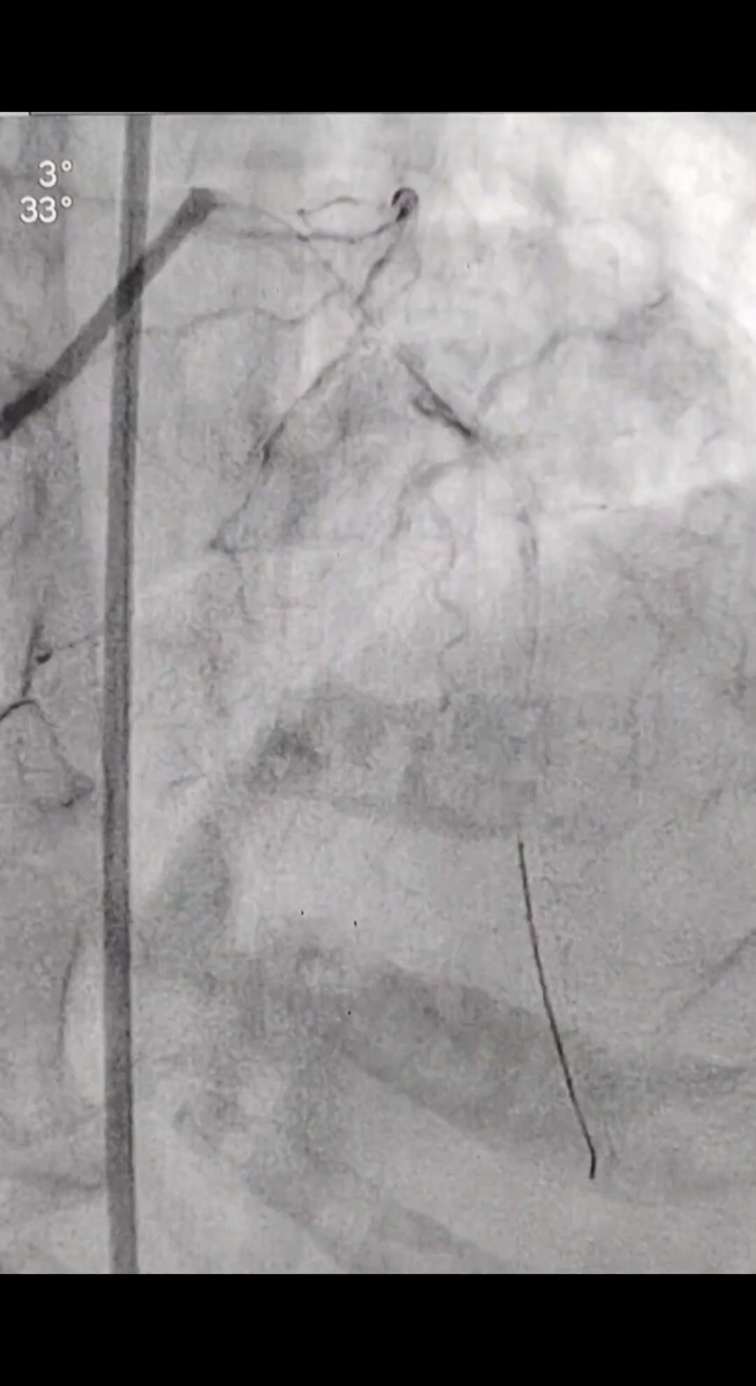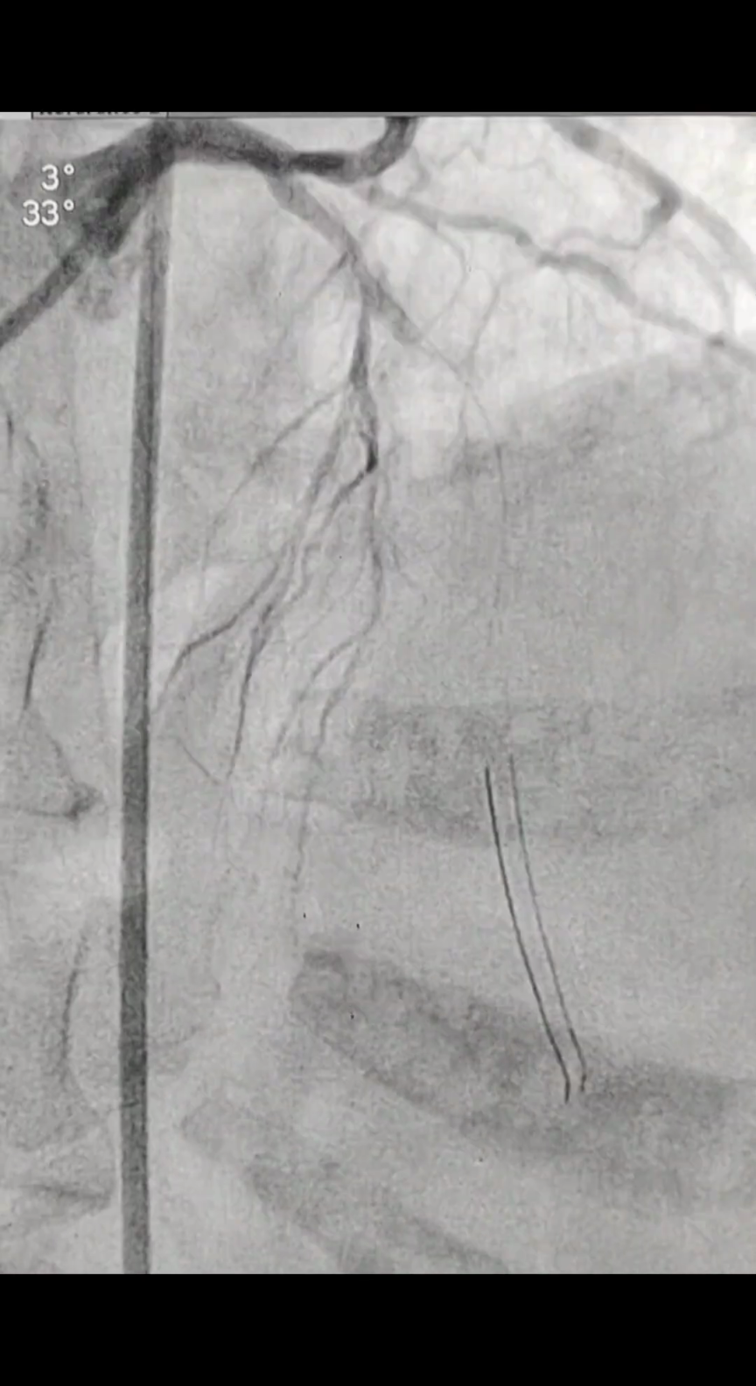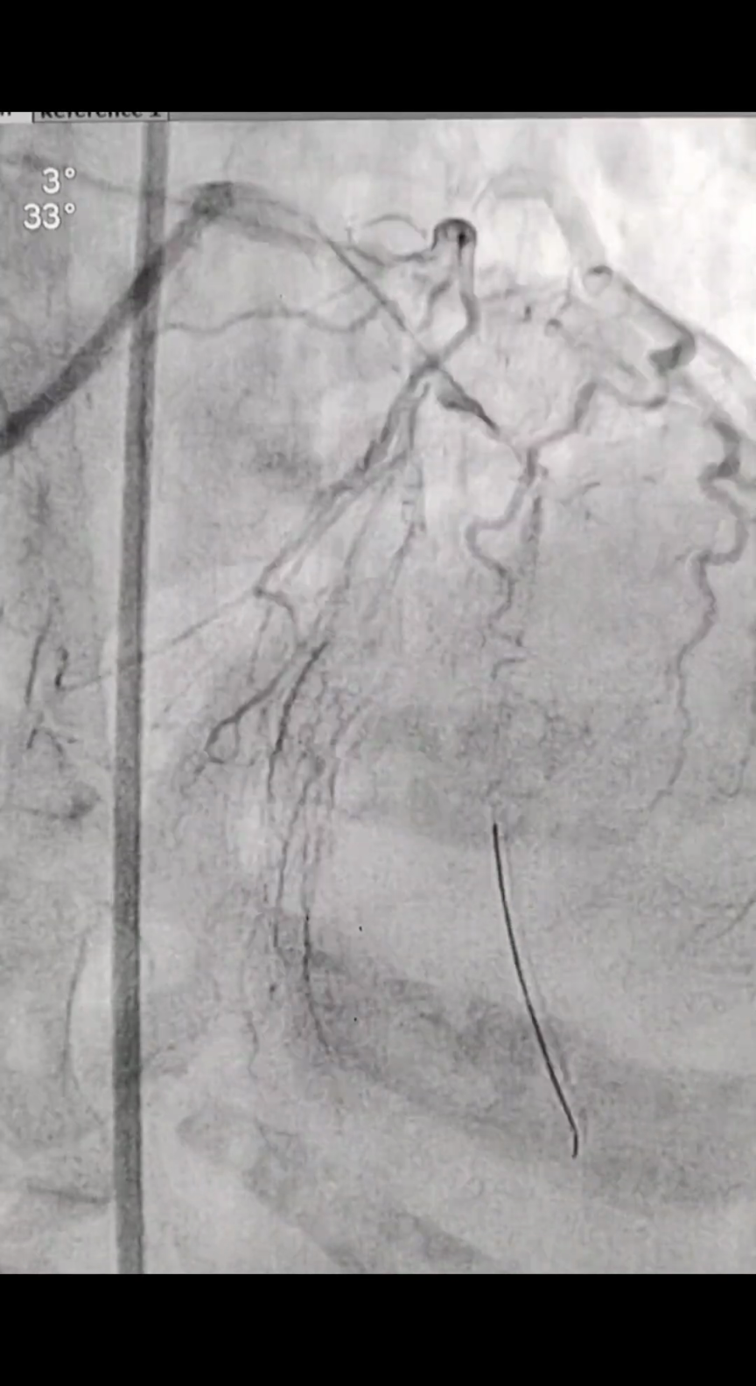There's no flow in the LAD. The patient had chest pain, there's ST elevation, and everything has happened. Because the LAD was not getting flow distally, we decided to put a direct stent in the distal LAD.